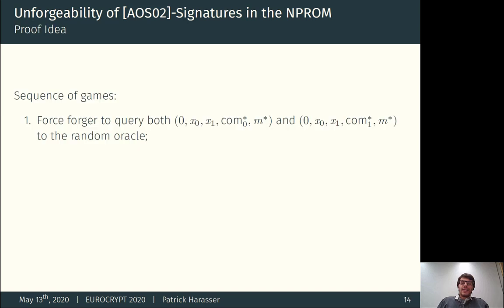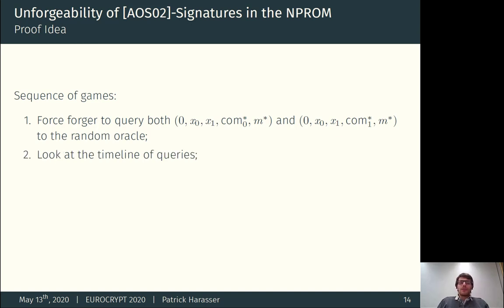And again, let me give you an idea of how we can do this. So the proof proceeds via a sequence of game hops. We start with the usual unforgeability game. And in the next game, we force the forger to query both messages to the random oracle that yield the challenges for his signature. This is always possible because if the original forger does not make these queries, we can modify him to make the desired queries just before he returns the signatures. So this is no problem.